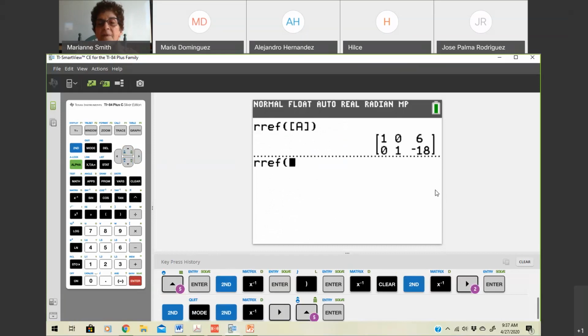I got 6 and negative 18. It did not get negative. Okay, I can't figure out what went wrong here. I'm trying to figure out why. I must have missed a sign somehow. Figure out why else this would be wrong.